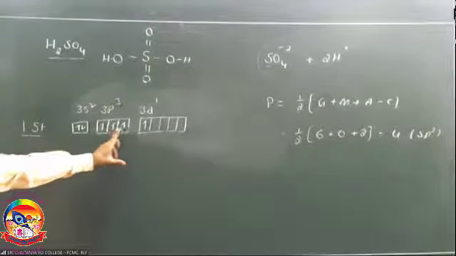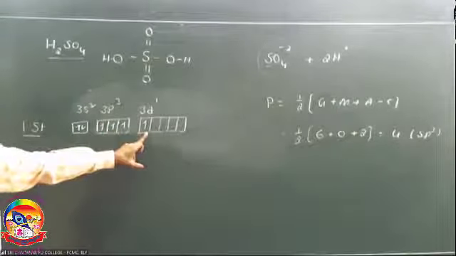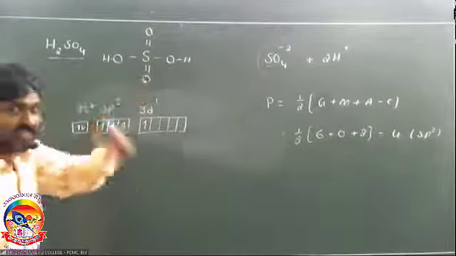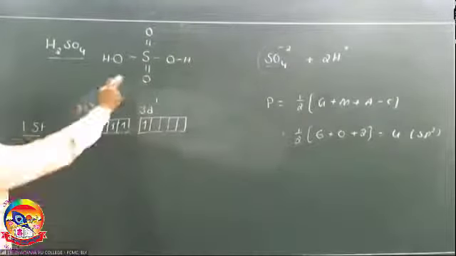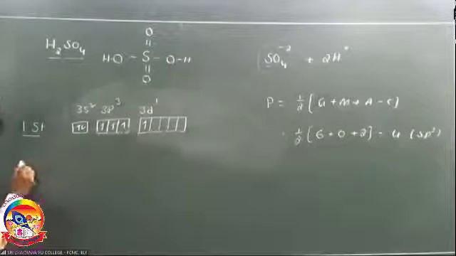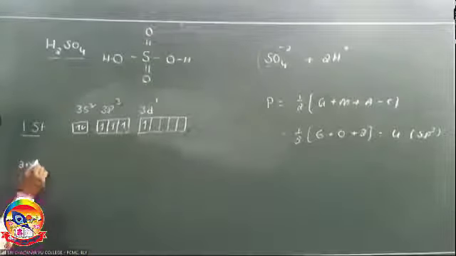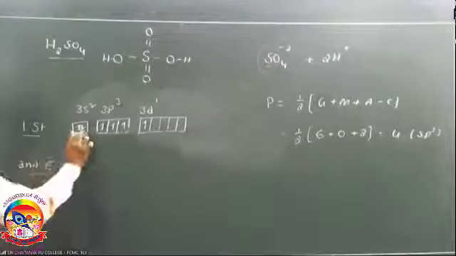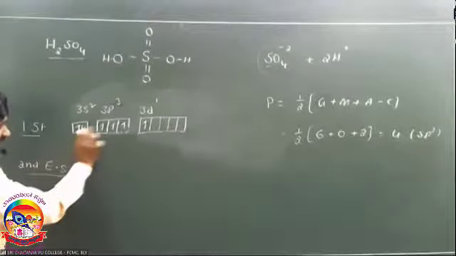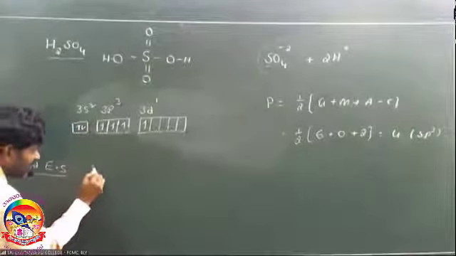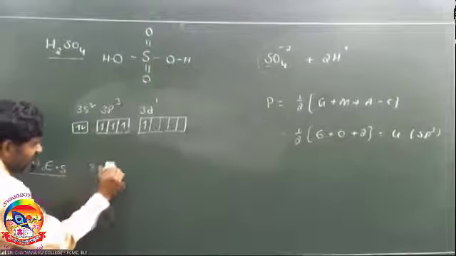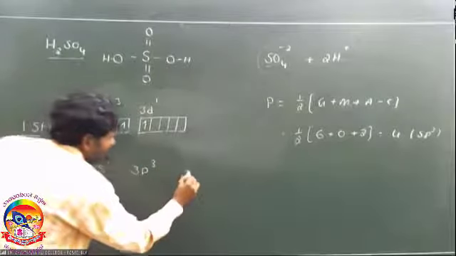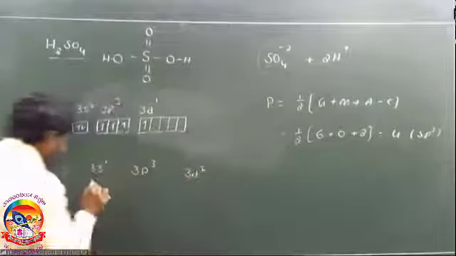1, 2, 3, 4. But in the formation of sulfuric acid, how many bonds does sulfur form? 6 bonds. To form 6 bonds, it requires 6 unpaired electrons. So it is possible in the second excited state. Second excited state means the 3s electron is also excited to a vacant 3d orbital. So 3s1, 3p3, 3d2 is the configuration.